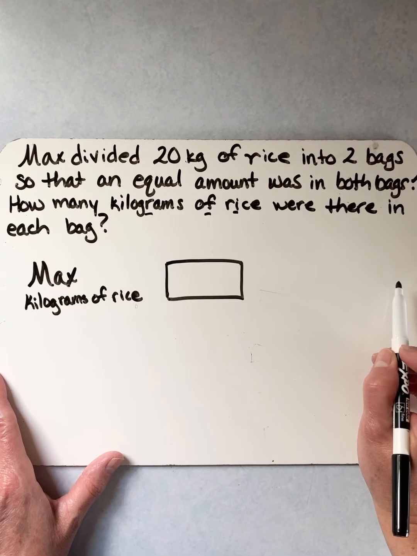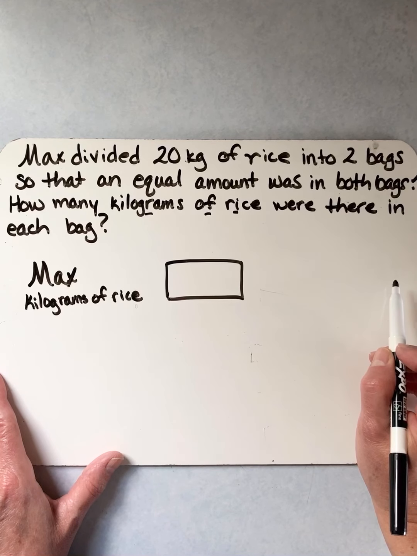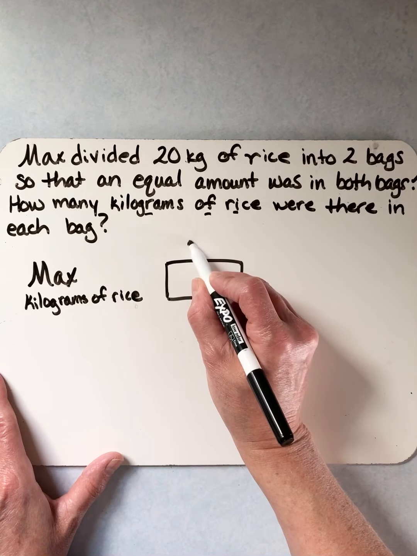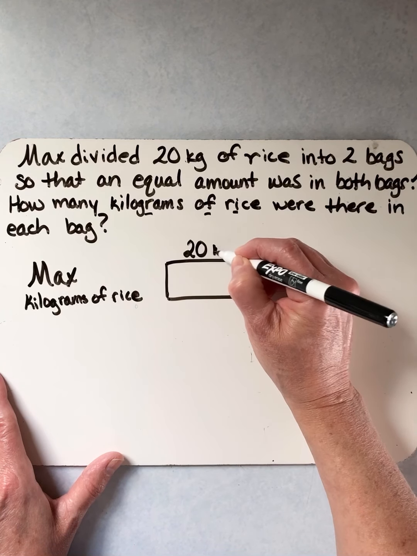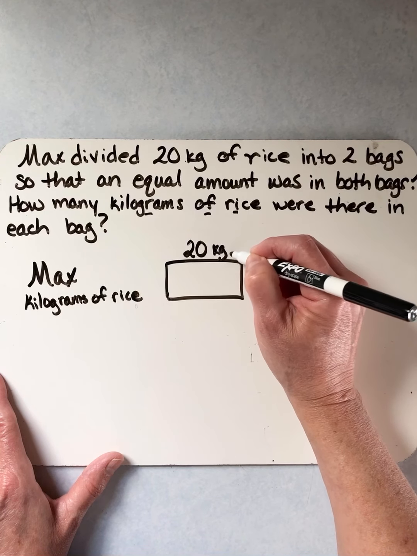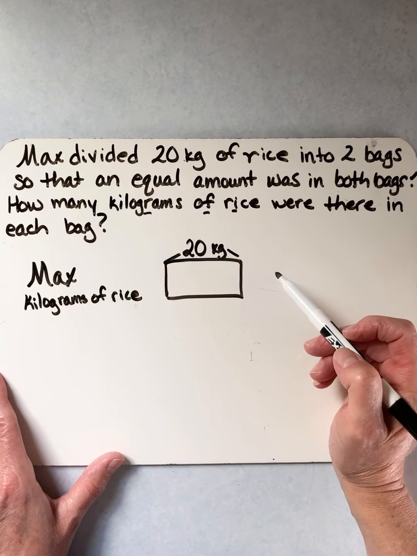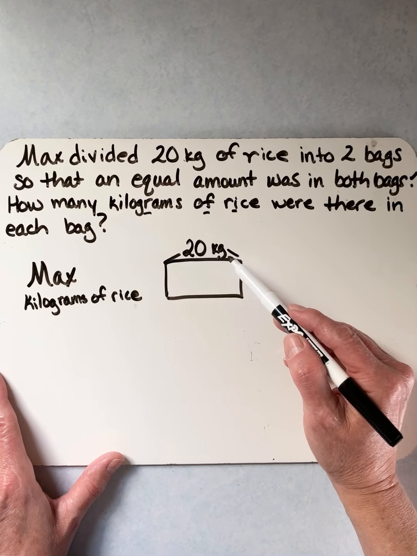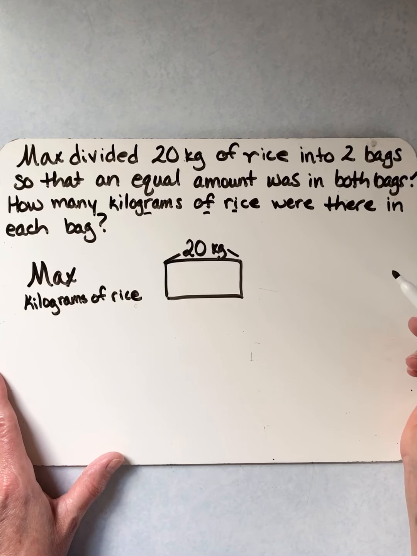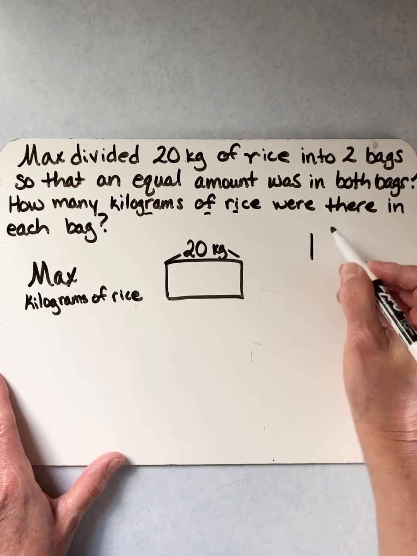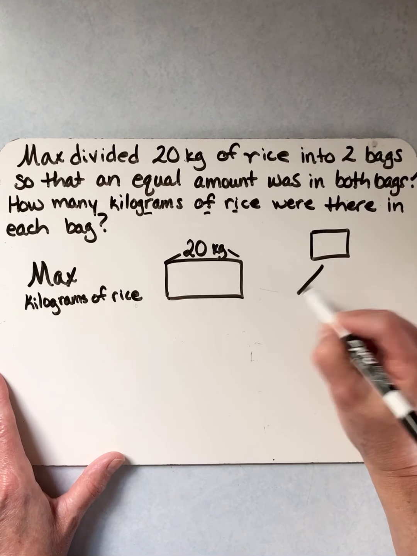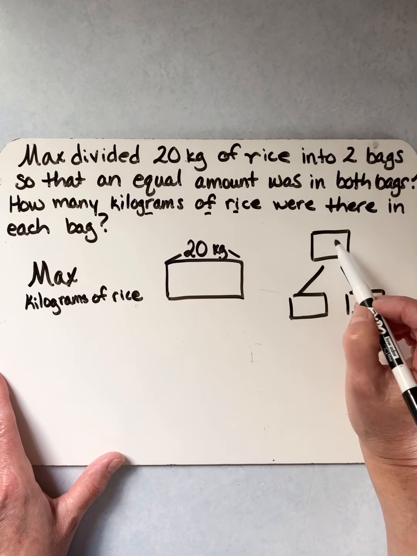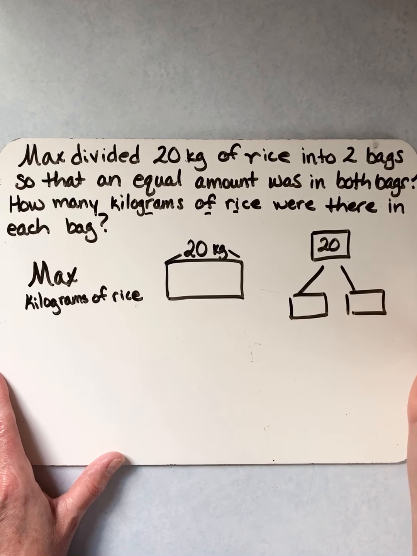Well, we could draw 20 unit bars. Each one is 1 kilogram of rice. That could work. I don't really want to draw 20. So what we could do is draw 20 kilograms on top. It's important to put this little kg here so that we know we're not talking about pounds or ounces or grams. It's very important to put the unit of measurement there. 20 kilograms, that's the whole amount. Now I'm going to draw over here our whole story. 20 kilograms is the whole amount, okay?